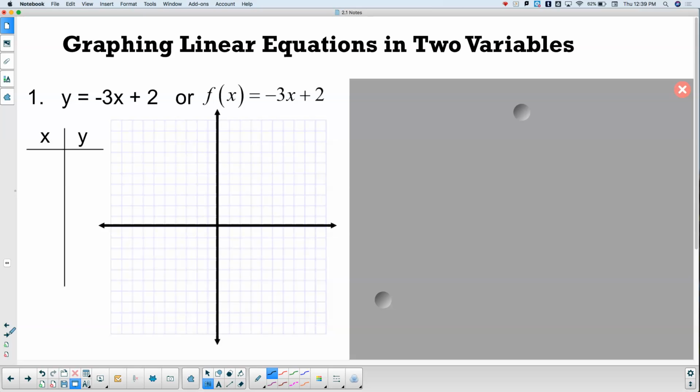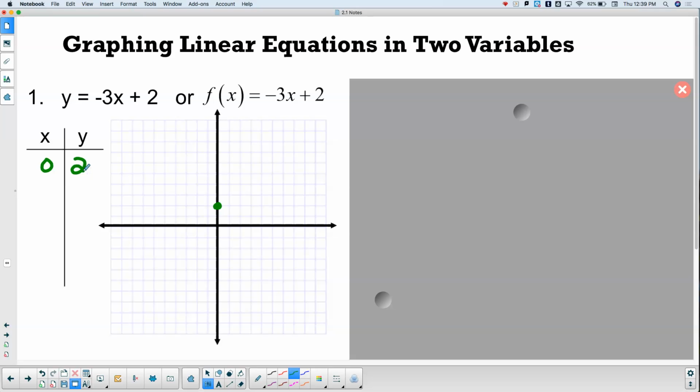So what is my y-intercept? 2. So that means I'm going to go up 2 from the origin, and I'm going to put a big old dot. Okay? So I've graphed my y-intercept of (0, 2).